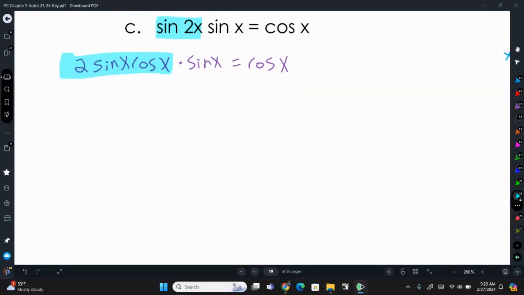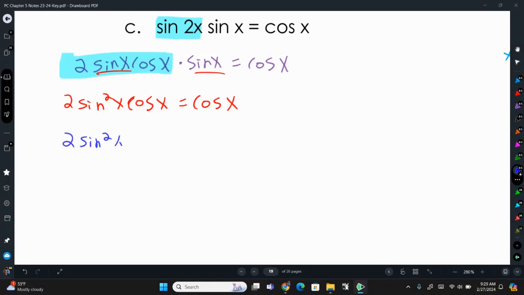Now, I'm going to multiply this sine and this sine, so I have 2 sine squared x times cosine x equals cosine x. Now remember, we can't divide both sides by cosine x because we could be dividing by 0. So instead, we're going to subtract that from both sides. So 2 times sine squared x times cosine x minus cosine x equals 0.